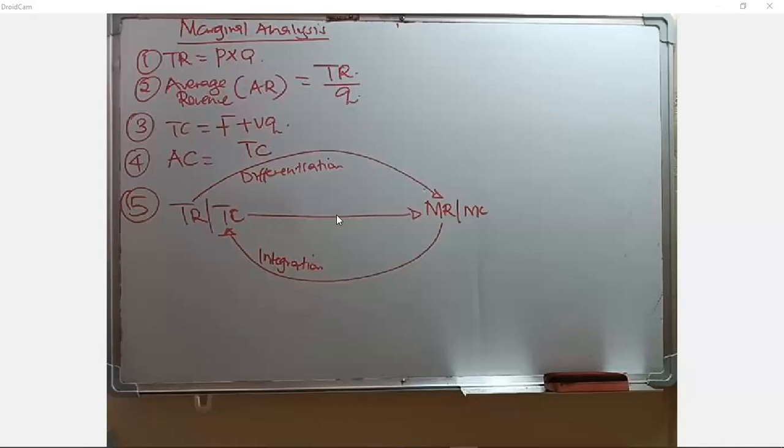Yes. So the marginal analysis concept: now we have the total revenue. Here we have the price and quantity. We have said the average revenue is where we normally take the total revenue and divide by the quantity. Then we have the total cost, where we take the fixed cost plus the variable component given there. Then we have the average cost, which just means the total cost divided by the quantity.